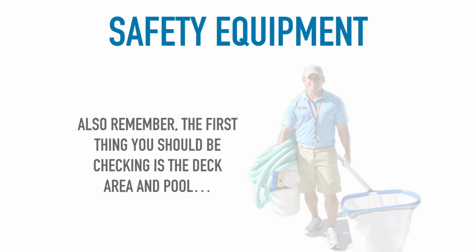To you and I, yes, it's the most logical, straightforward, and true answer. But on the test itself, the answer is the deck area and the pool. I think the writers of the test assume that you have teleportation skills, and you can teleport from your car into the pool area, look over the deck area and the pool, and then go back out to the gate. So make sure you don't get confused on this one. The first thing you should be checking is the deck area and the pool.